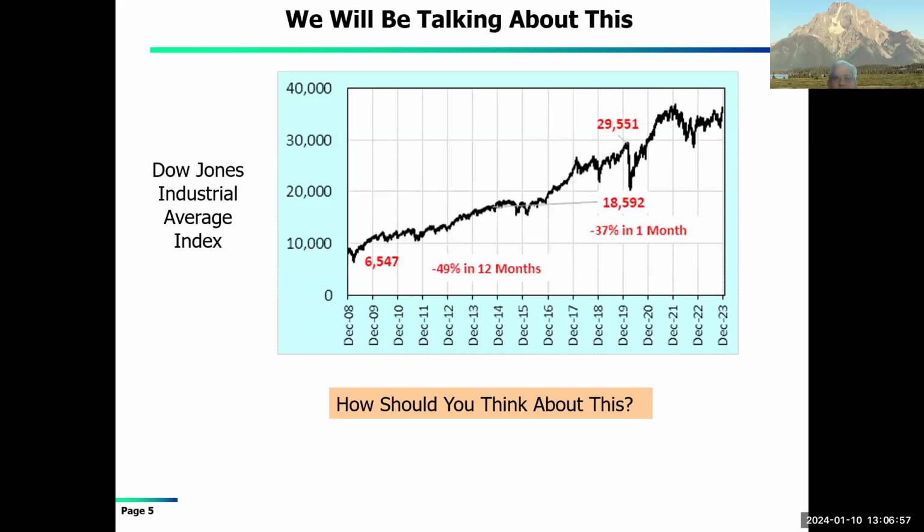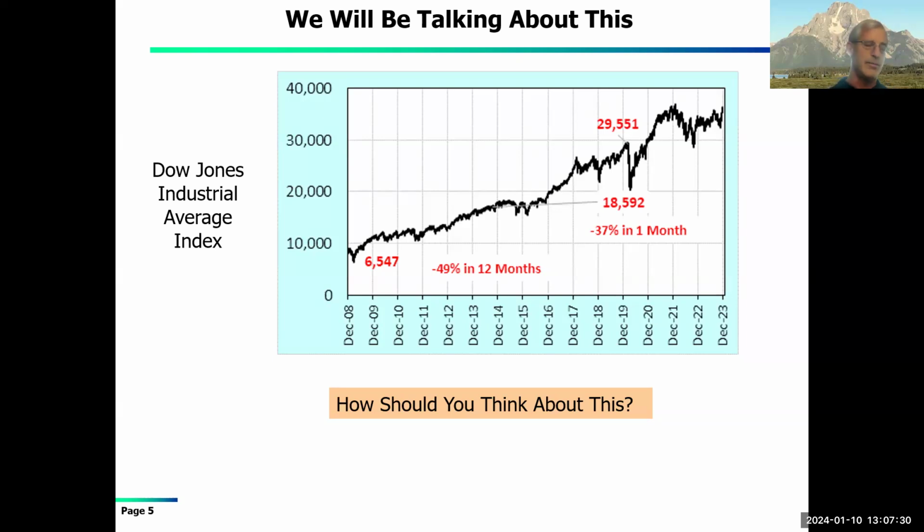Perfect. That's it. So one of the things I like to do, for those who've taken classes from me on other topics, is to work with the data and use the data as the jumping point for lectures. What you see here is a graph of the Dow Jones Industrial Average Index going back to December 2008. And the lines are moving up and down.